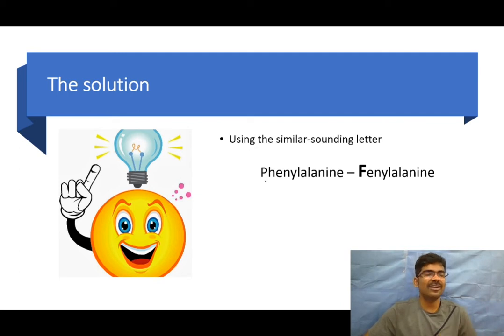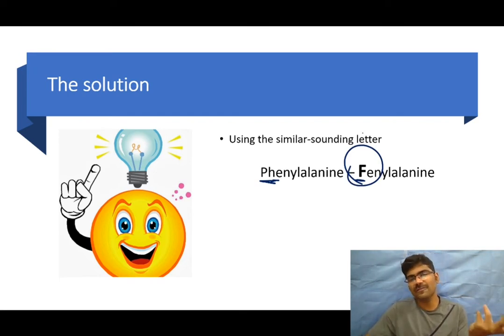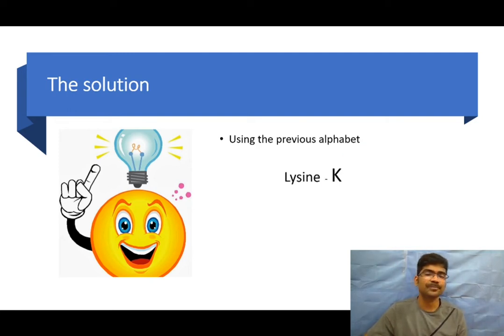Sometimes what they did is they used a similar sounding letter. See, phenylalanine. It sounds like phenylalanine, right? So phonetically, there is no amino acid which begins with F. So they gave F conveniently, right?